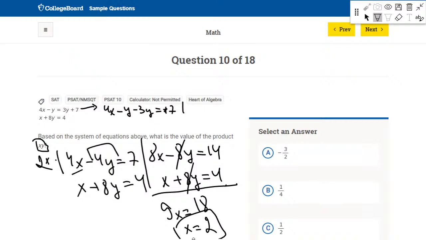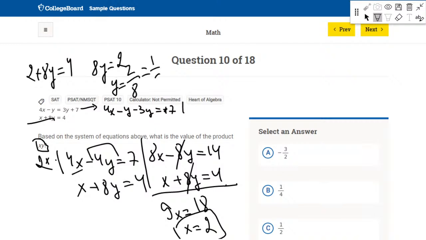And I put this 2 into any equation I have, so I'll put it here. So 2 plus 8y equals 4. 8y equals 2. y is 1 over 3. And what is the question? We need to find the product of x and y. So 2 multiplied by 1 over 3 is 2 over 3.